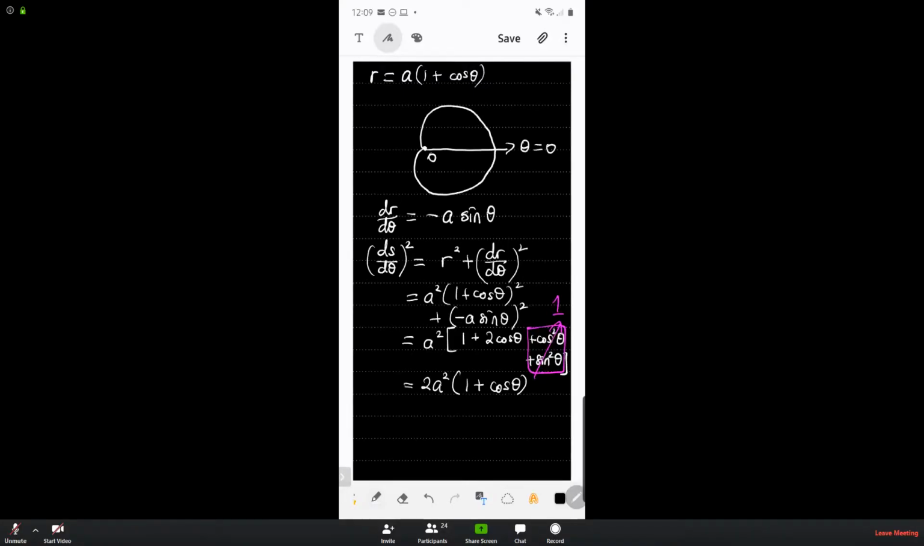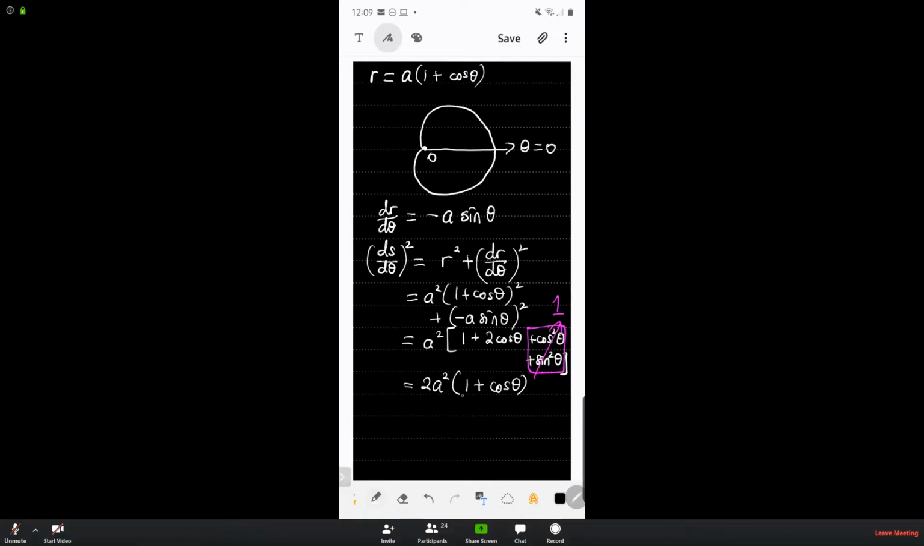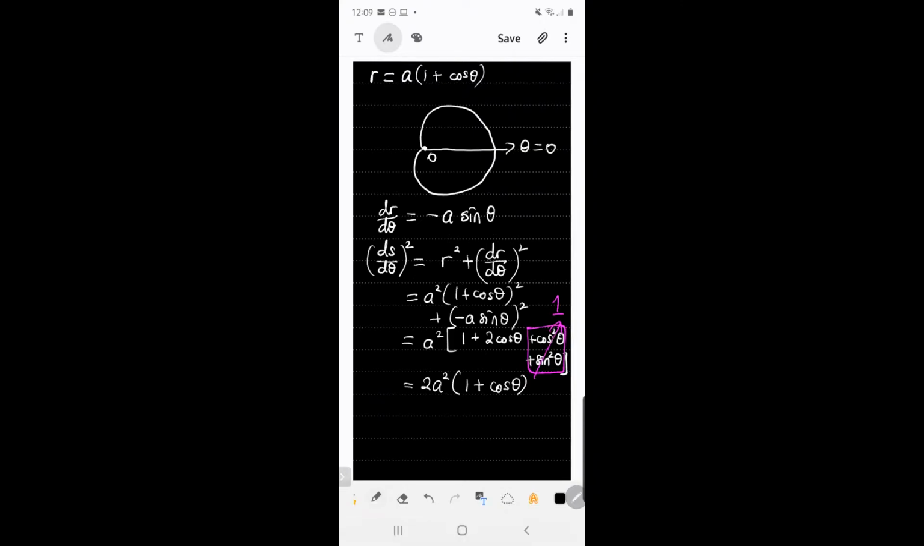So we have (ds/dθ)² equals 2a²(1 + cos θ). Now, if I want to integrate this one, you will have to find the 2a²(1 + cos θ) in a squared form, in a perfect square form. So how do you change this one to the perfect square form? You do it this way. You have to make use of the half angle formula.